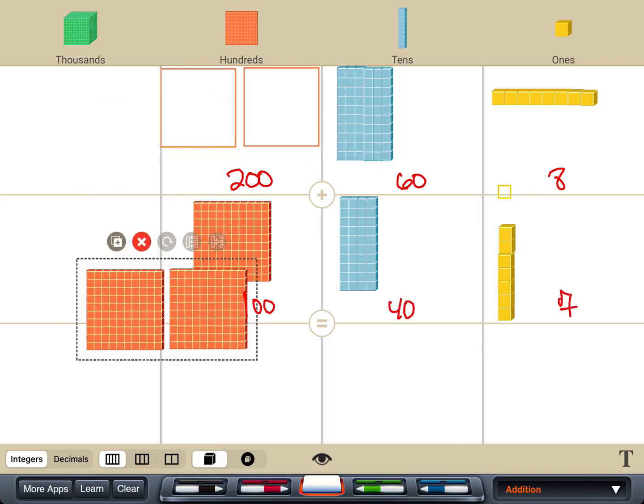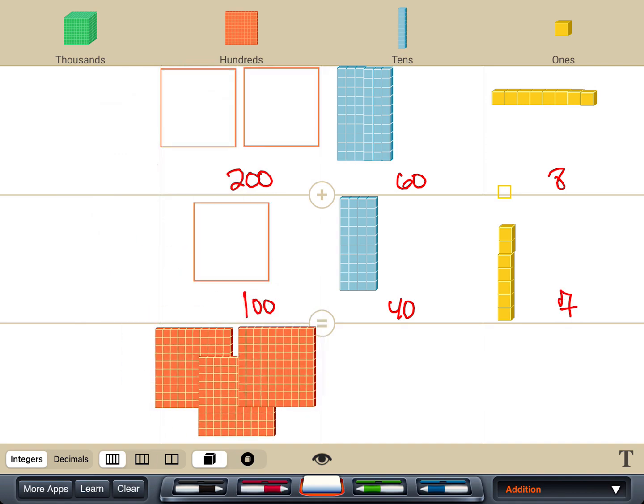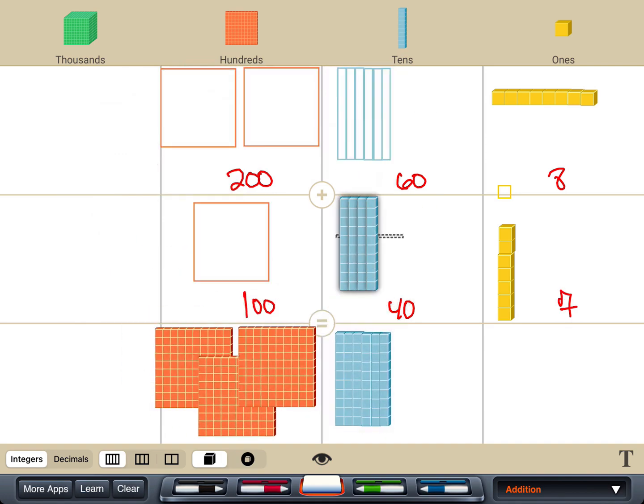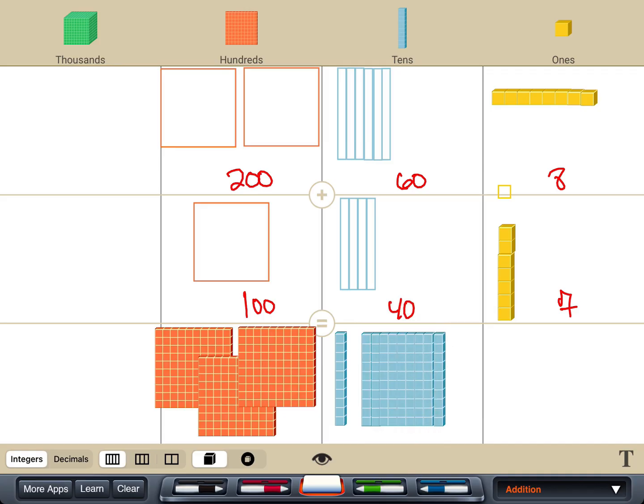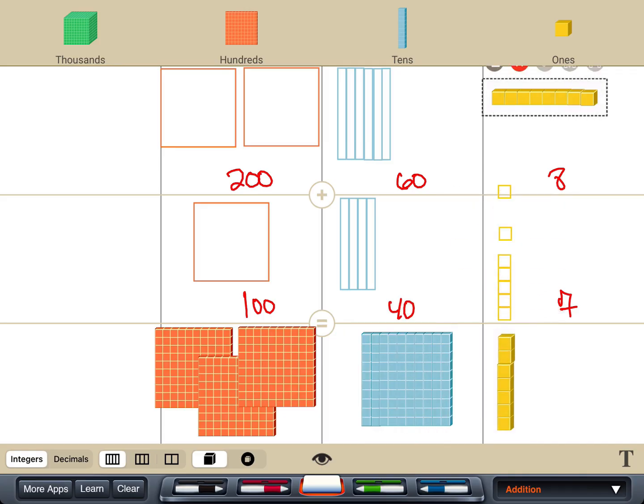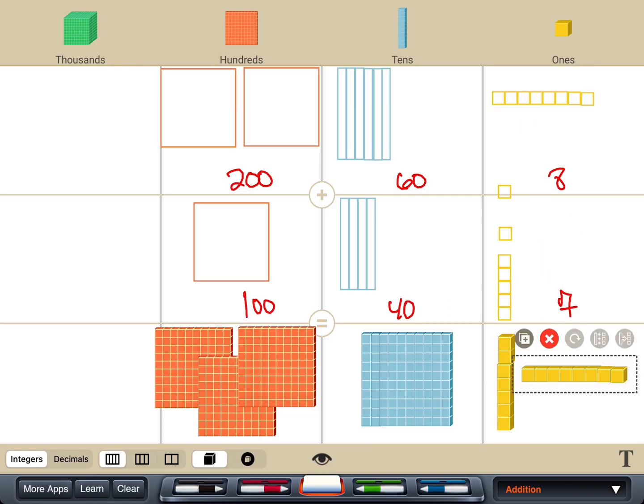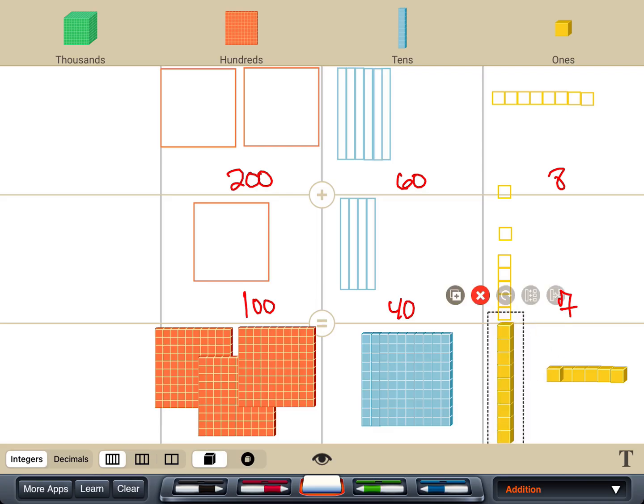We have 2 flats plus 1 flat, which equals 3 flats, or 3 hundreds. We have 6 rods plus 4 rods, that gives us 10 tens, 10 rods. And for ones, we have 8 blocks plus 7 blocks, which gives us 15 ones. But wait, look at those tens and ones. We have 10 or more in both the tens and the ones place, so we need to regroup them.